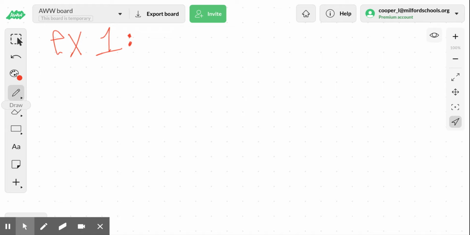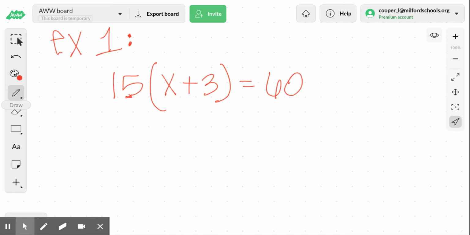So the first one I'm going to do is pretty simple. We're going to have 15 times the quantity, and that just means parentheses, x plus 3 equals 60. So what we're going to do here is we're going to distribute. And again, distribute means multiply.